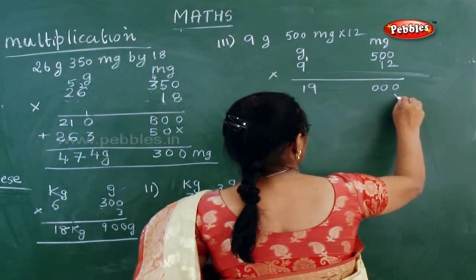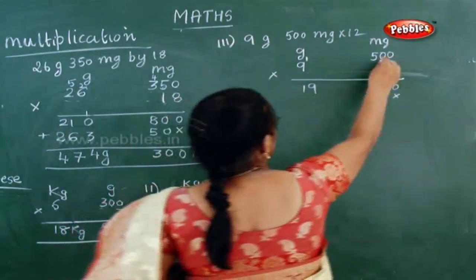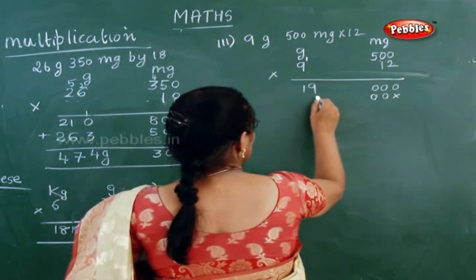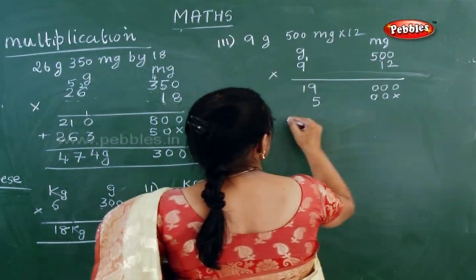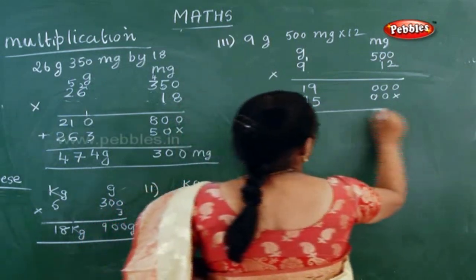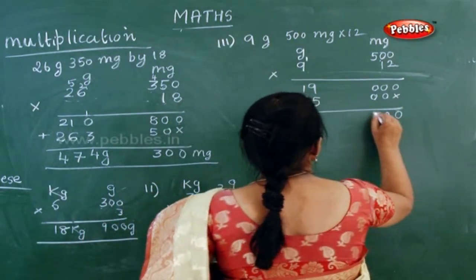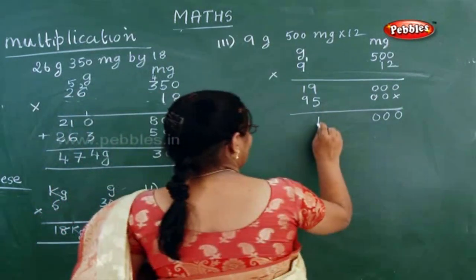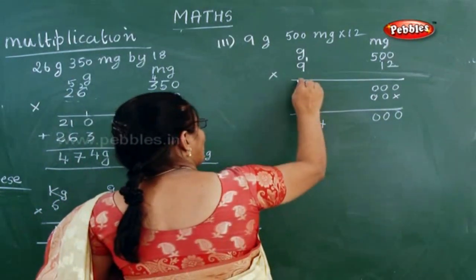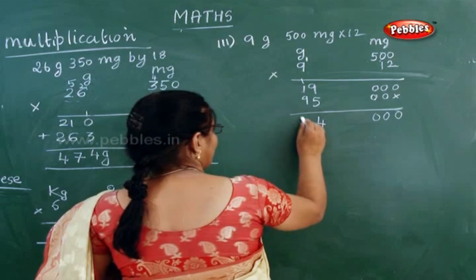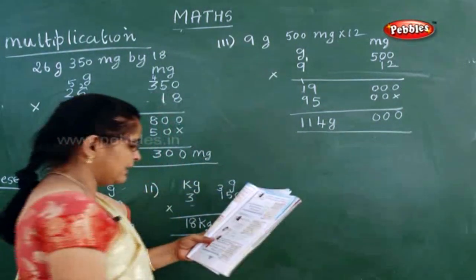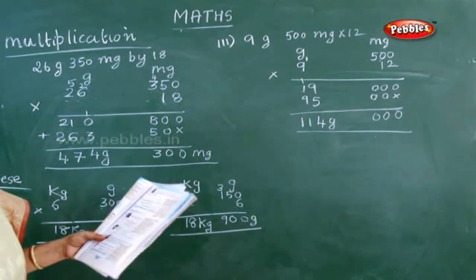Now immediately what did I tell you? You are not supposed to write here. 0 1s are 0, 0 1s are 0, 5 1s are 5 and 9 1s are 9. 0, 0, 0. 9 plus 5, 10, 11, 12, 13, 14. Now 1 here, 1 plus 1, 2, 2 plus 9, 11. So you have to write 114 grams.